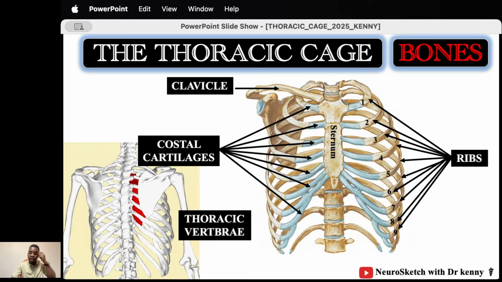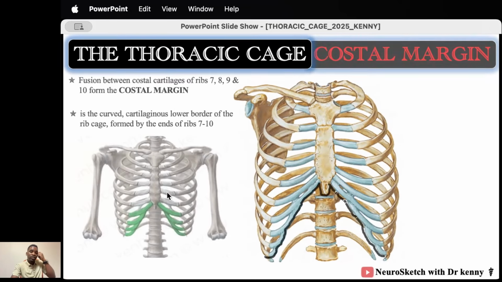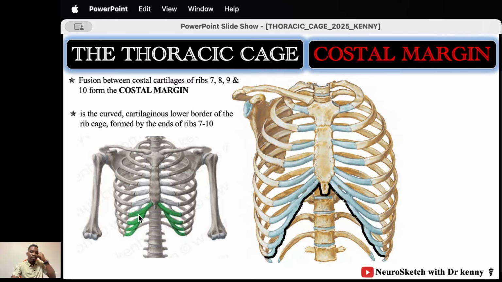Combining in the costal cartilage of rib number 7, 8, 9, and 10, they are forming the costal margin. So this is the costal margin, which is the curved cartilaginous lower border of the rib cage. The curved cartilaginous border of the rib cage is known as the costal margin, and it is formed by union of the costal cartilage of rib number 7 through rib number 12.